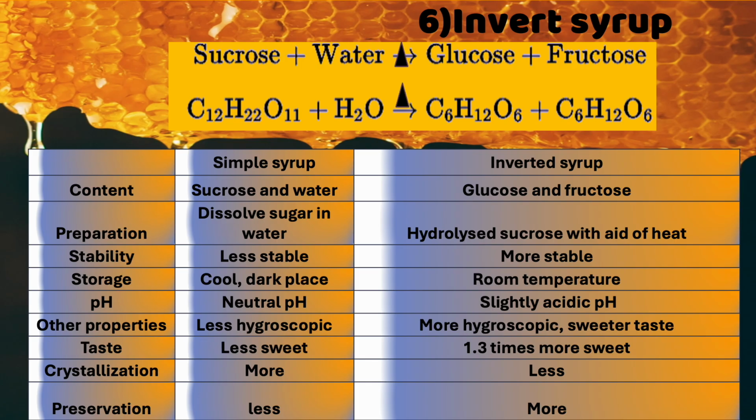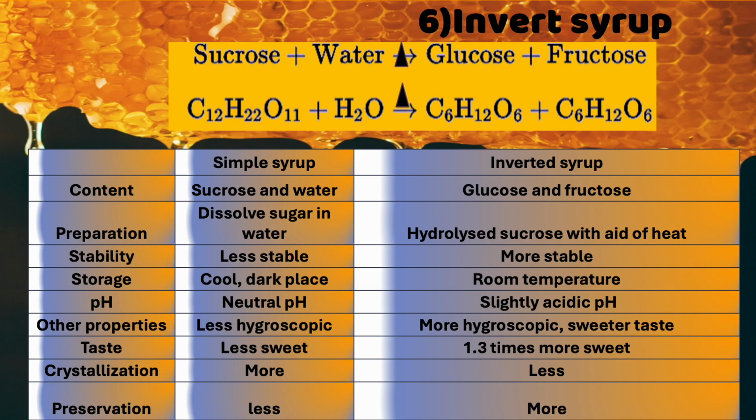It is called invert because it changes the optical property of the prepared formulation. The simple syrup rotates the light to the right side, that is, dextrorotatory, but the prepared invert syrup changes the light plane to the left side, so it becomes levorotatory. So the optical property of the solution is completely changed to the opposite direction. That's why it is called invert syrup.